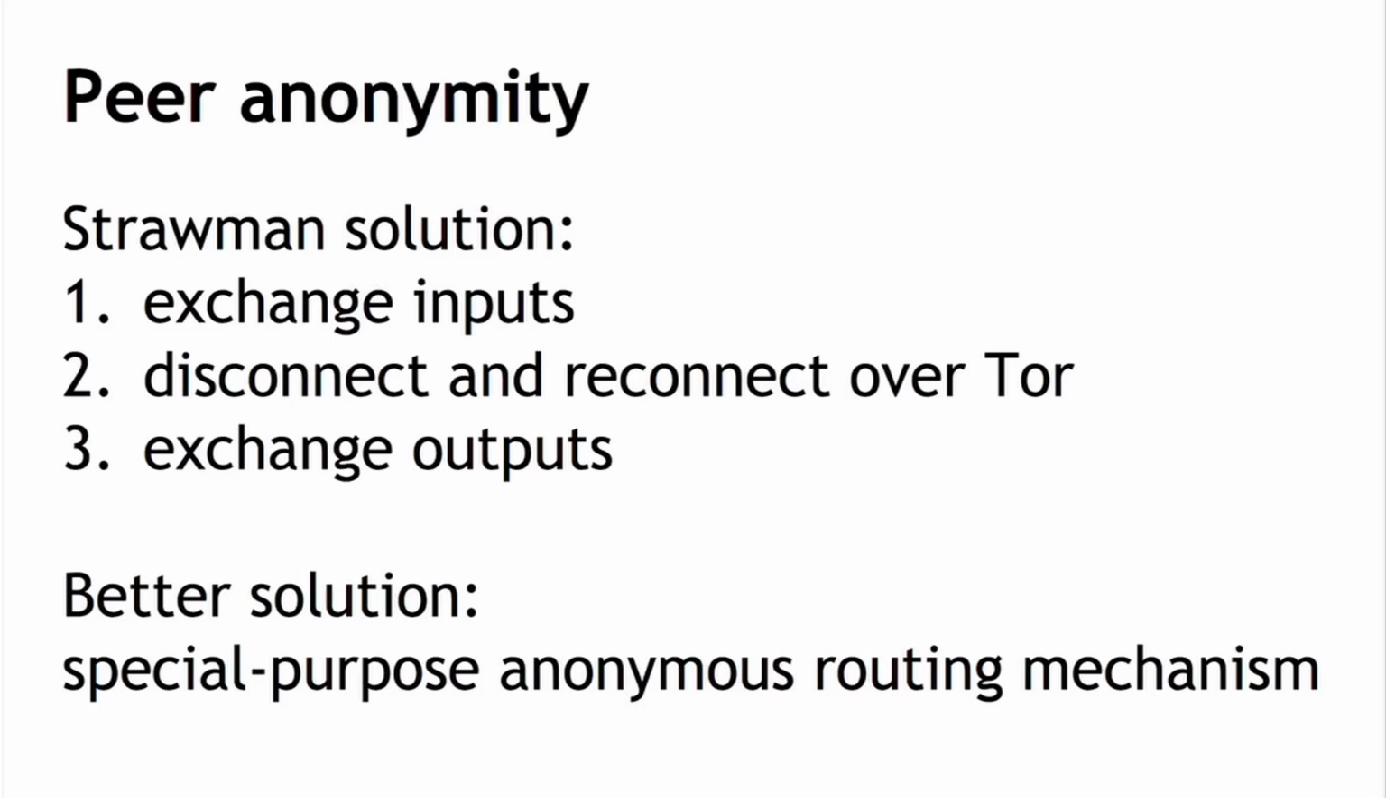So a straw man solution to that, since we already have seen Tor a little bit, is simply this. These peers come together, they exchange input addresses, and they disconnect and then reconnect over Tor after a while, and then exchange the output addresses. So this is pretty simple, but it may not be very robust in practice. A better solution might be to build a special purpose anonymous routing mechanism for these participants to utilize just for this protocol. And there are things called decryption mixnets that allow you to do exactly that, and such solutions have been proposed.